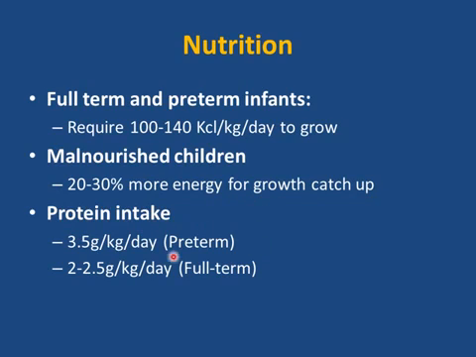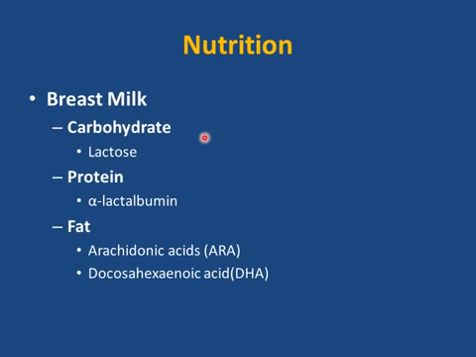Protein intake: preterm infants require more protein than full-term infants. Preterm infants require 3.5 grams per kilo per day, but full-term infants require less, 2 to 2.5 grams per kilo per day. Composition of breast milk: the main carbohydrate in breast milk is lactose. The protein in breast milk is alpha-lactalbumin. The fat in breast milk is ARA and DHA polyunsaturated fats.